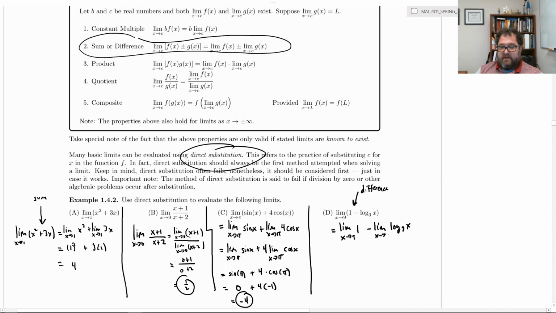X approaches 9. Now, the reason I included this one is that we're trying to use substitution here. What does it mean to plug in a 9? You're plugging 9 into a constant function. So whether you're plugging in 9 or 900 or 9 million, whatever you plug in for the input, the output is always 1 because it's a constant function.